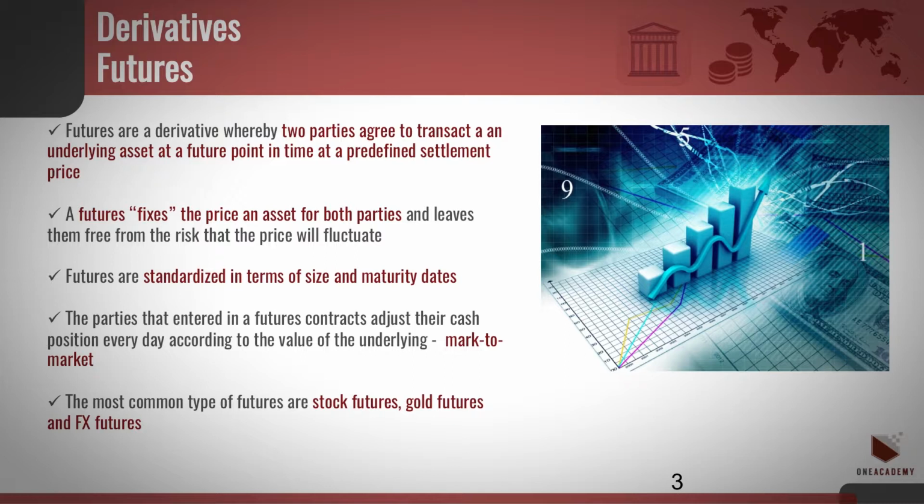Futures are standardized in terms of size and maturity dates. The parties that enter into a futures contract adjust their cash position every day according to the value of the underlying, a process called mark-to-market. 97% of all futures are speculated. They are closed before delivery of the underlying instrument takes place.